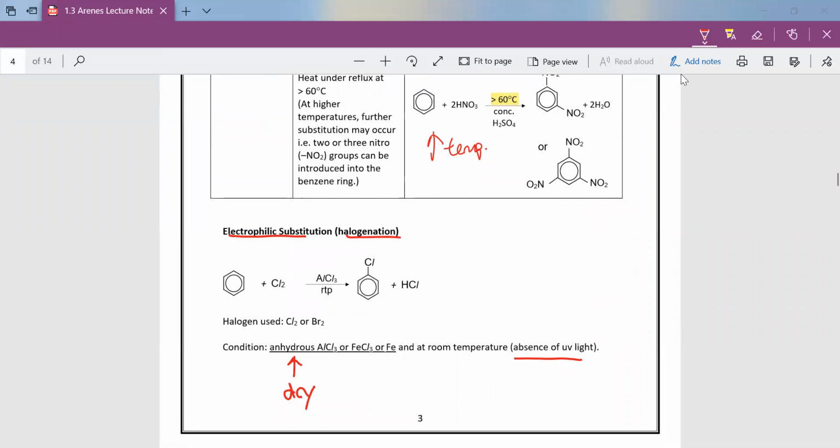Now we look at the reactions in detail. When we want to stick a halogen on the ring directly, we need to use a Lewis acid catalyst. This allows us to produce our Cl+, a fully charged electrophile, so that it can directly attach itself to the ring. This is not free radical substitution, so please take note of that. There's no need for UV light.